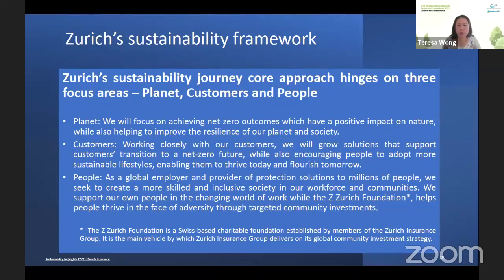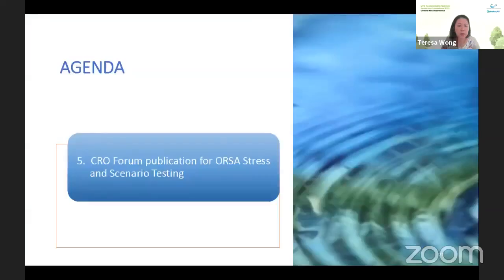And lastly, we have the Zurich Foundation, which supports various community investments, where we've got the Flood Resilience Alliance, and locally we are intending to embark on a global urban resilience flood program for vulnerable communities in Malaysia. It's a Swiss-based charitable foundation, and we drive community investment in all the areas where we have a presence quite prominently, including areas which are vulnerable, but where Zurich need not necessarily have a presence, right?